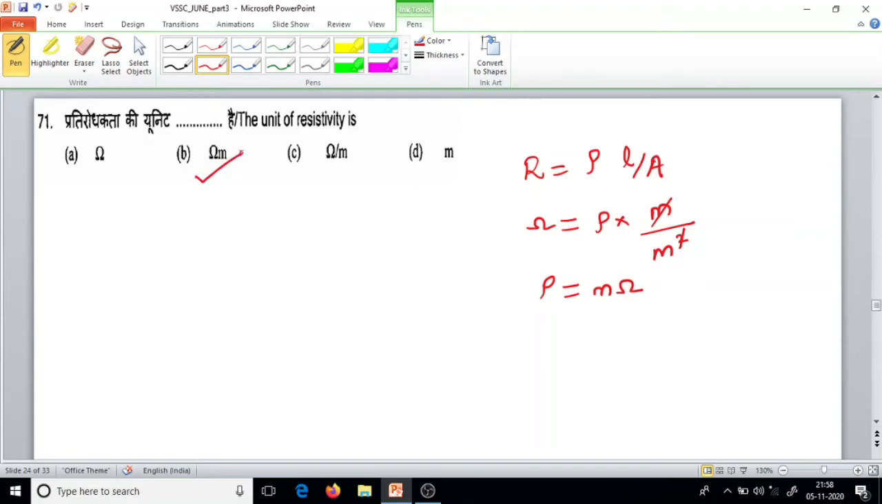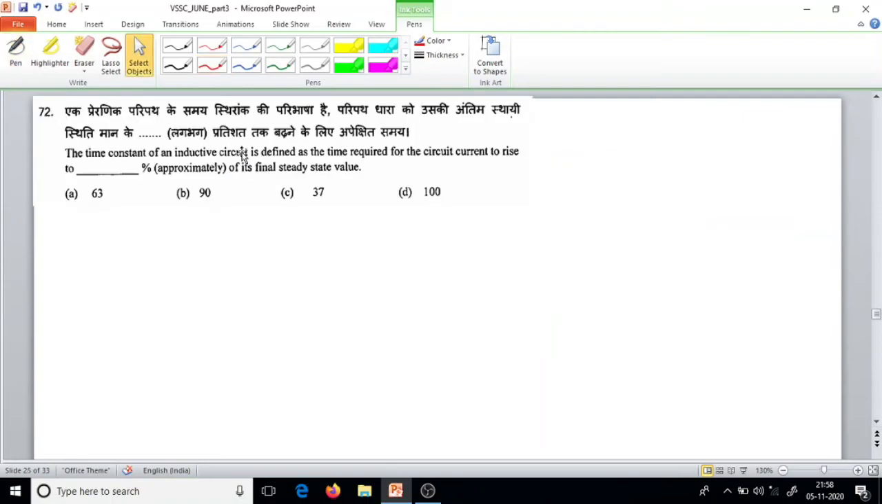Question number 72. The time constant of an inductive circuit is defined as the time required for the circuit current to rise. See, whenever we have an inductor or capacitor, the quantity rises exponentially. Here it's an inductor circuit and the current is rising. This is I naught, the maximum current it can rise to.